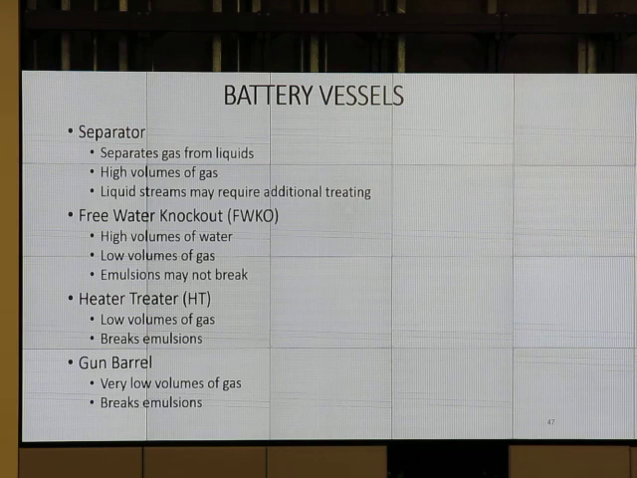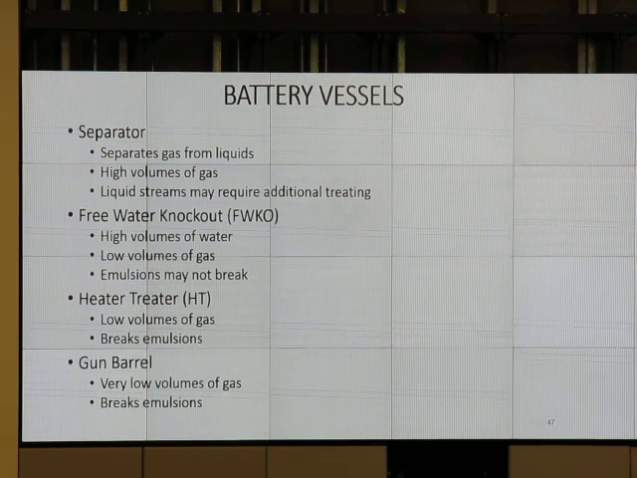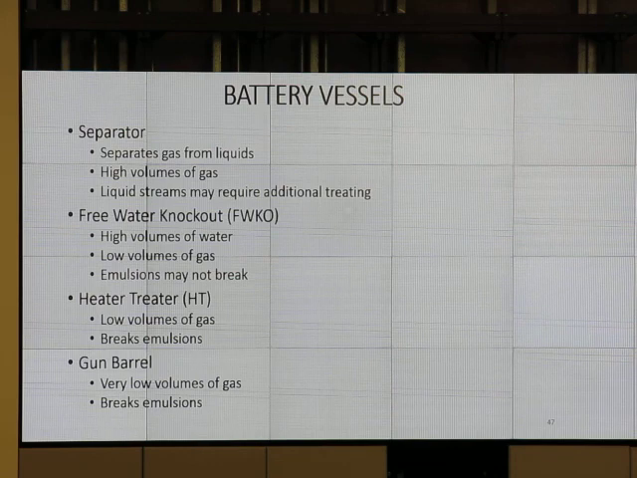A gun barrel is a step below a treater in the volumes of gas that it'll handle. The treater gets a little help because we're adding heat to do the separation. But when we don't have that heat in there, the gas that a gun barrel will take would be less than a heater treater. But a gun barrel will break emulsions. And the whole theory of that gun barrel is big diameter, slow, get it through there, let it have time to separate.